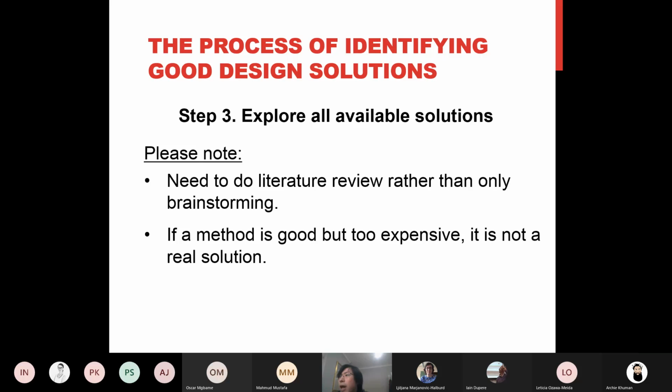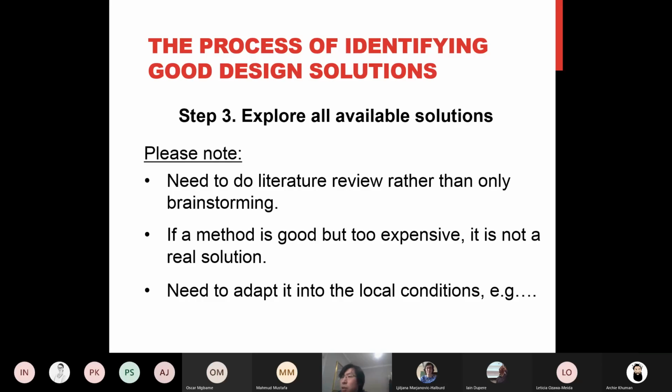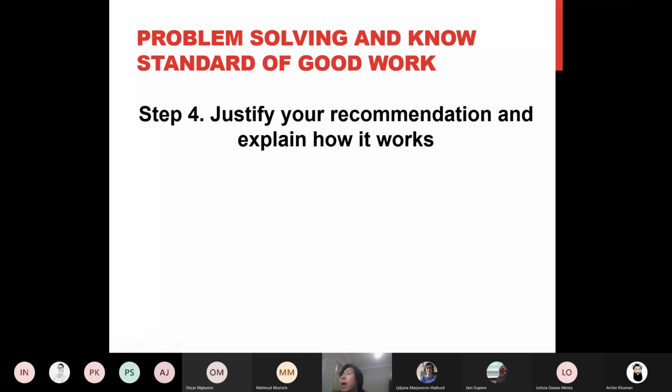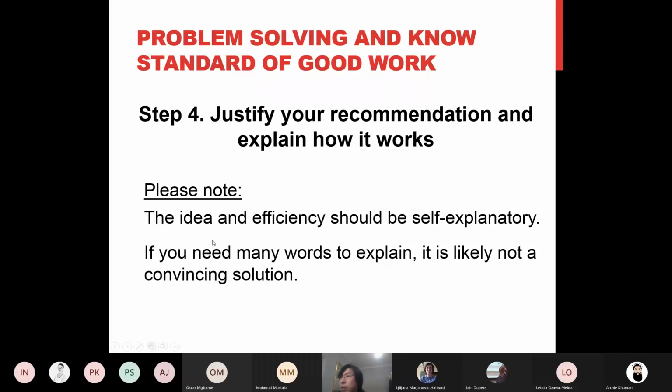So we avoid that. And again, we give some other tips, particularly about the need to adapt the solution to the local conditions. For example, for simple scaffolding, our students may automatically think of using a metal one. But actually, local people don't necessarily need a high standard one, and they are rich in forest resources, so they may want to use this. So we have to give this guidance to them. And then we tell them how to justify the solution. For instance, the typical tip is, if they need many words to justify their solution, it's very likely the solution is not a convincing one.